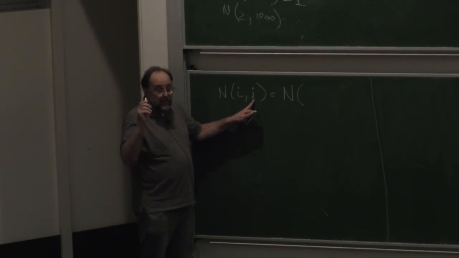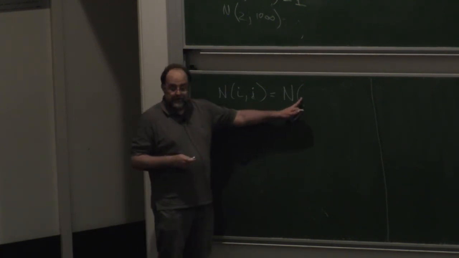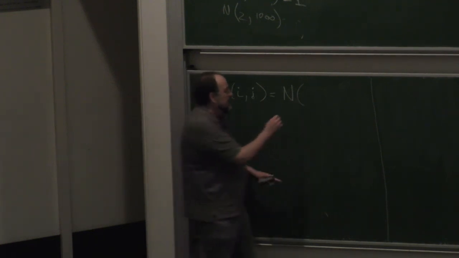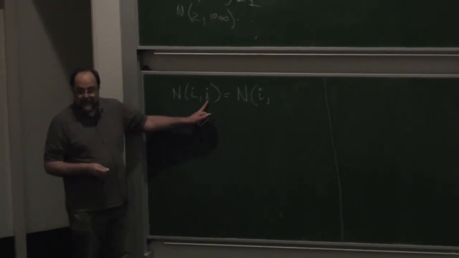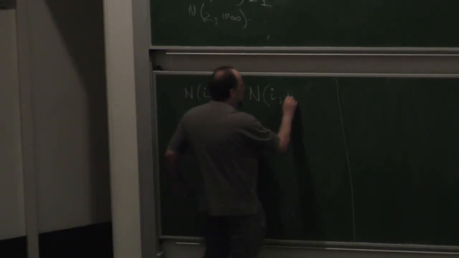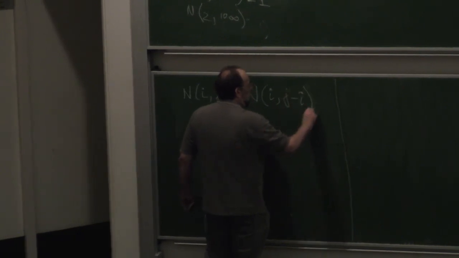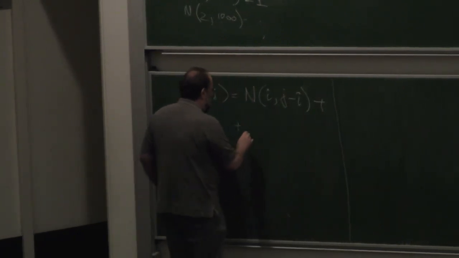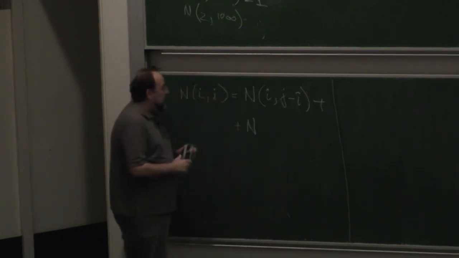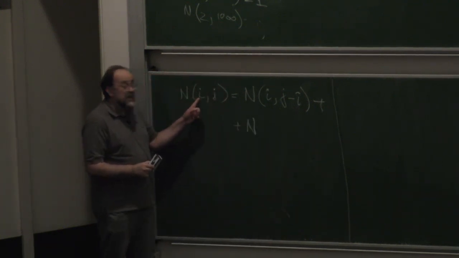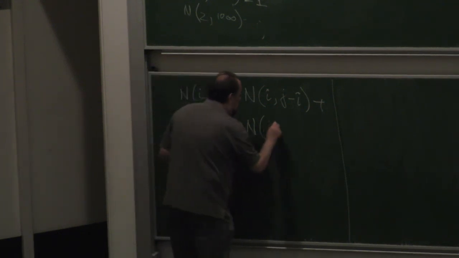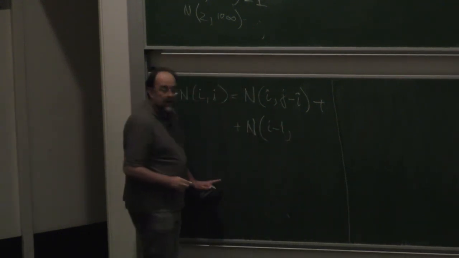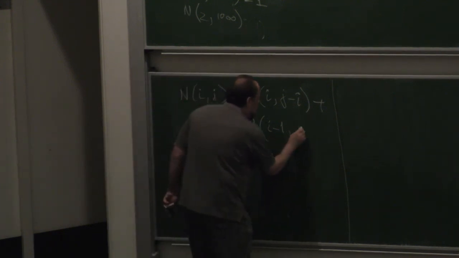I'm not saying you can use only one. So what will be the bound? Remains I, right? But what is the total amount? J minus I, very good. Right? Plus the number of ways in which I do not use any coins of size I. So what is then the bound here? I minus 1, and what is the bound here? J, exactly.